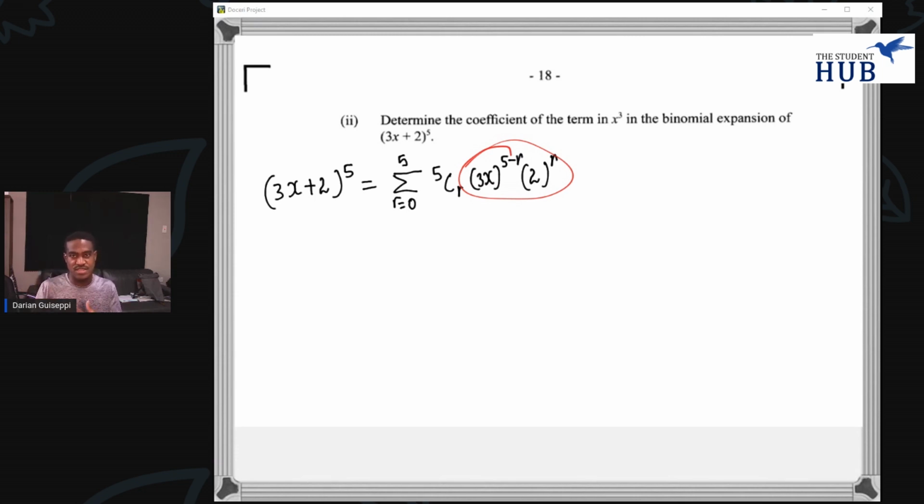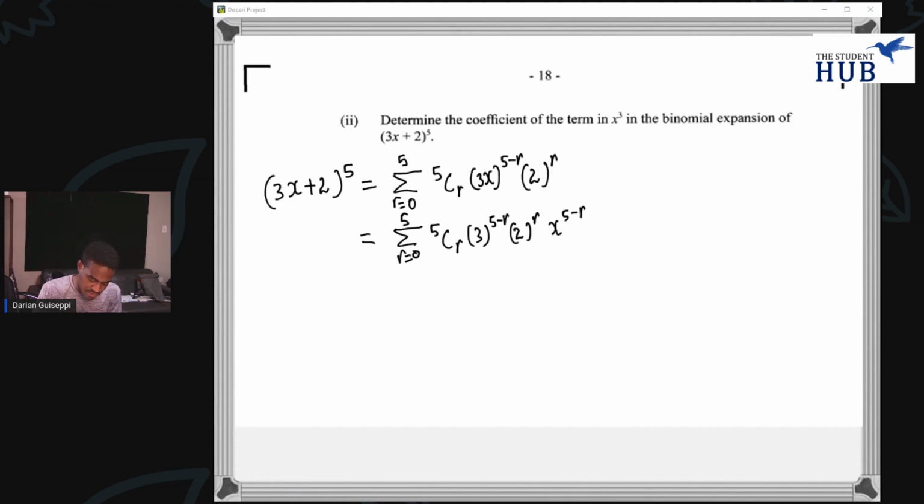And then what we could do next is try to find the value of r that gives us x cubed. That's basically what we need to do. So this is what we do next. We put it down here. What I did here was separate the 3 and the x. I raised the 3 to the power of 5 minus r, brought it to the constant on the other side, and separated the x so it would be isolated, because I just want to see the power of x.